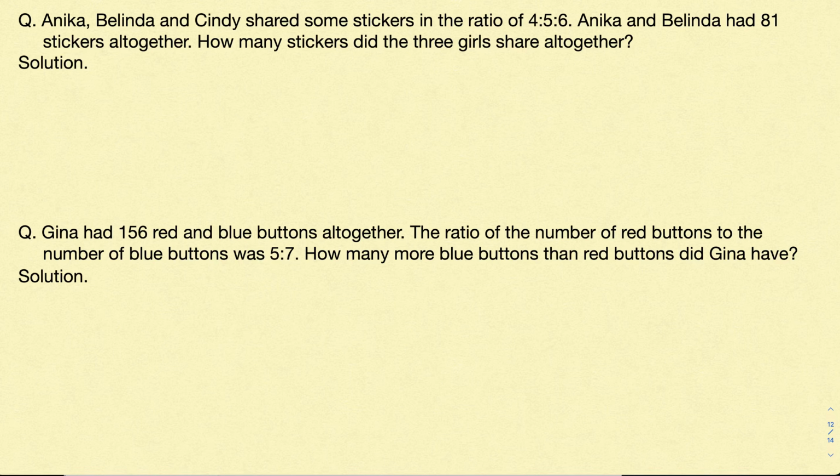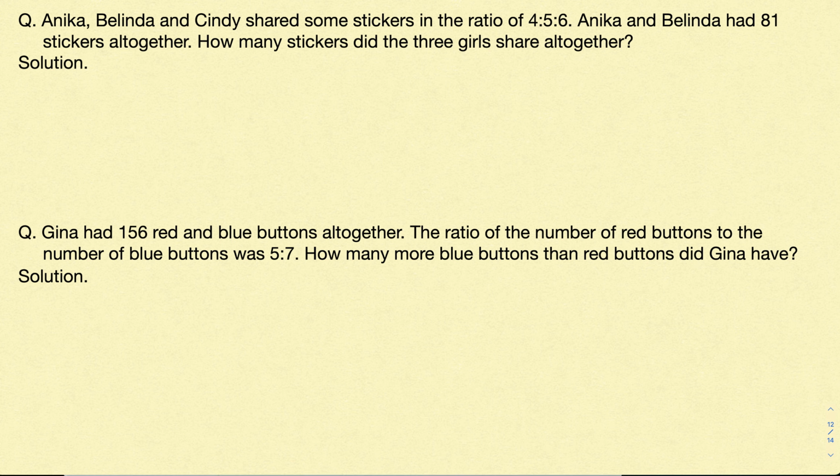Today we are going to do some very basic questions on ratio. Let's start reading our first question. Annika, Belinda and Cindy shared some stickers in the ratio of 4:5:6. Annika and Belinda had 81 stickers altogether. How many stickers did the three girls share altogether?